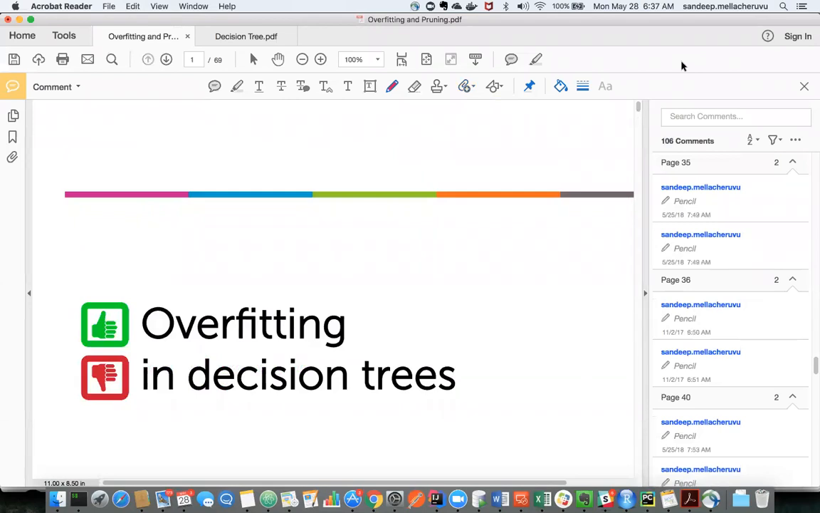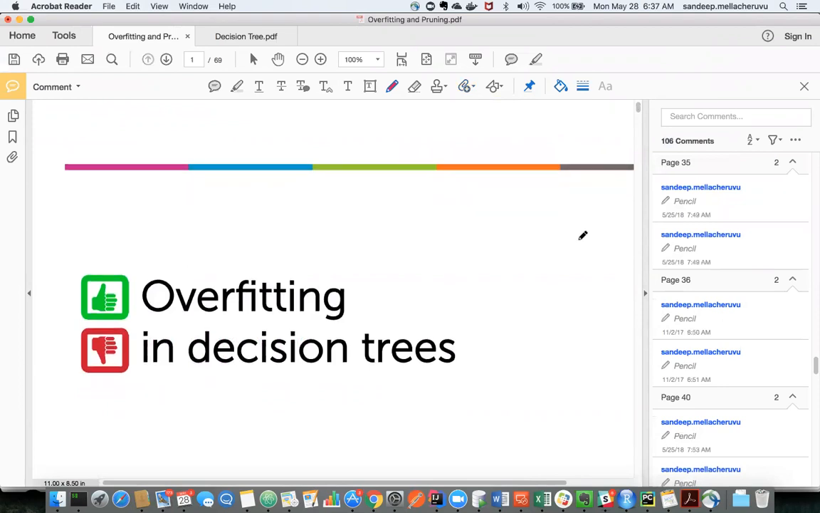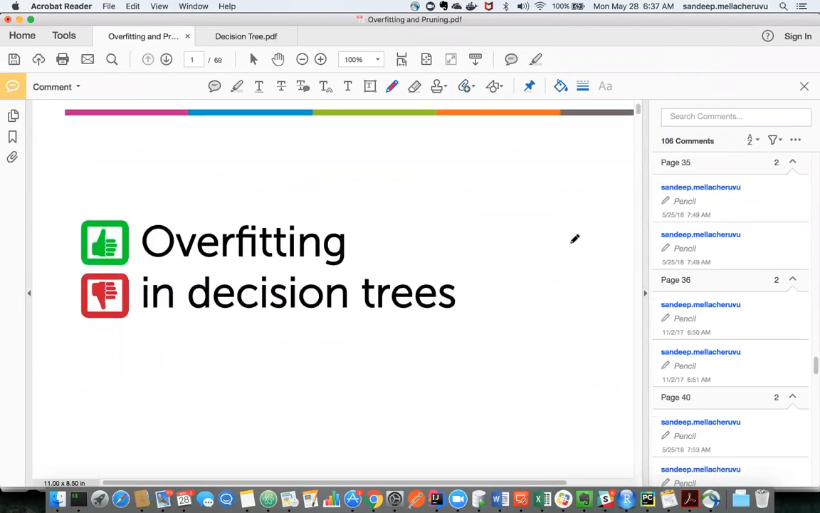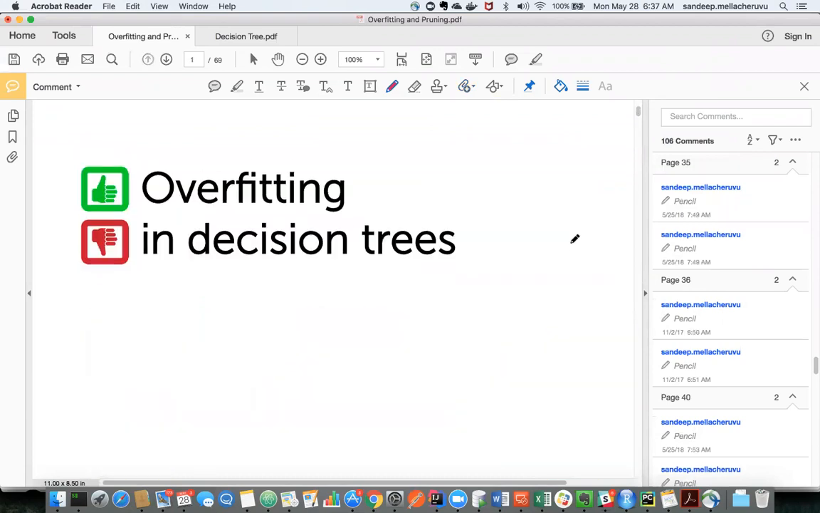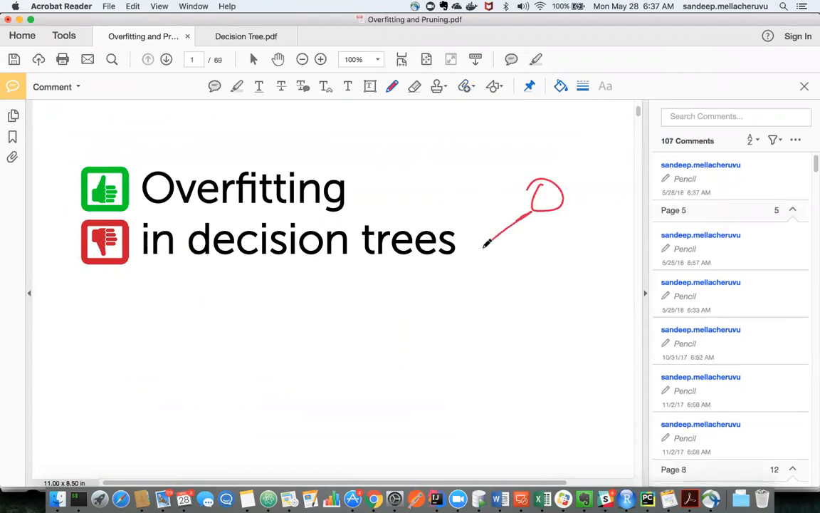Okay, we're trying to understand how to avoid the overfitting problem in decision trees, because decision trees are something that gets very quickly overfitted. The moment you have a lot of nodes in the tree or a lot of levels in the tree, I mean, if the tree depth is too much, immediately you can say that.